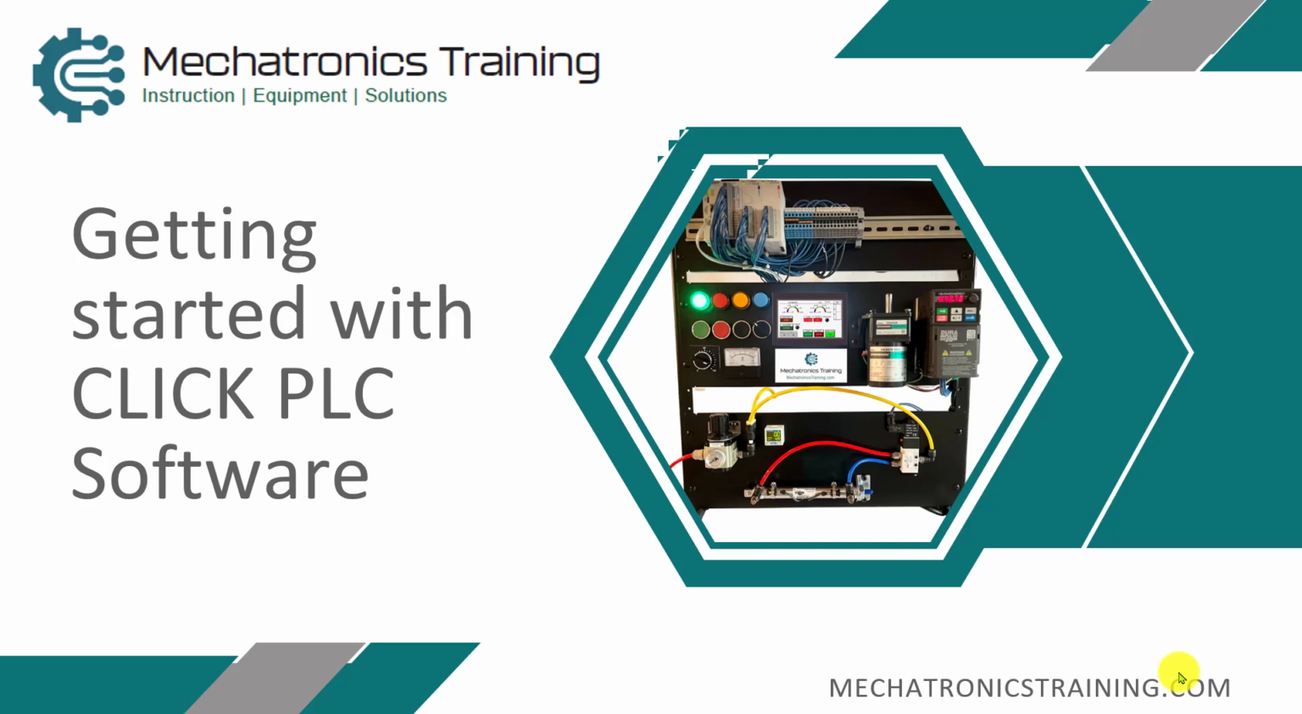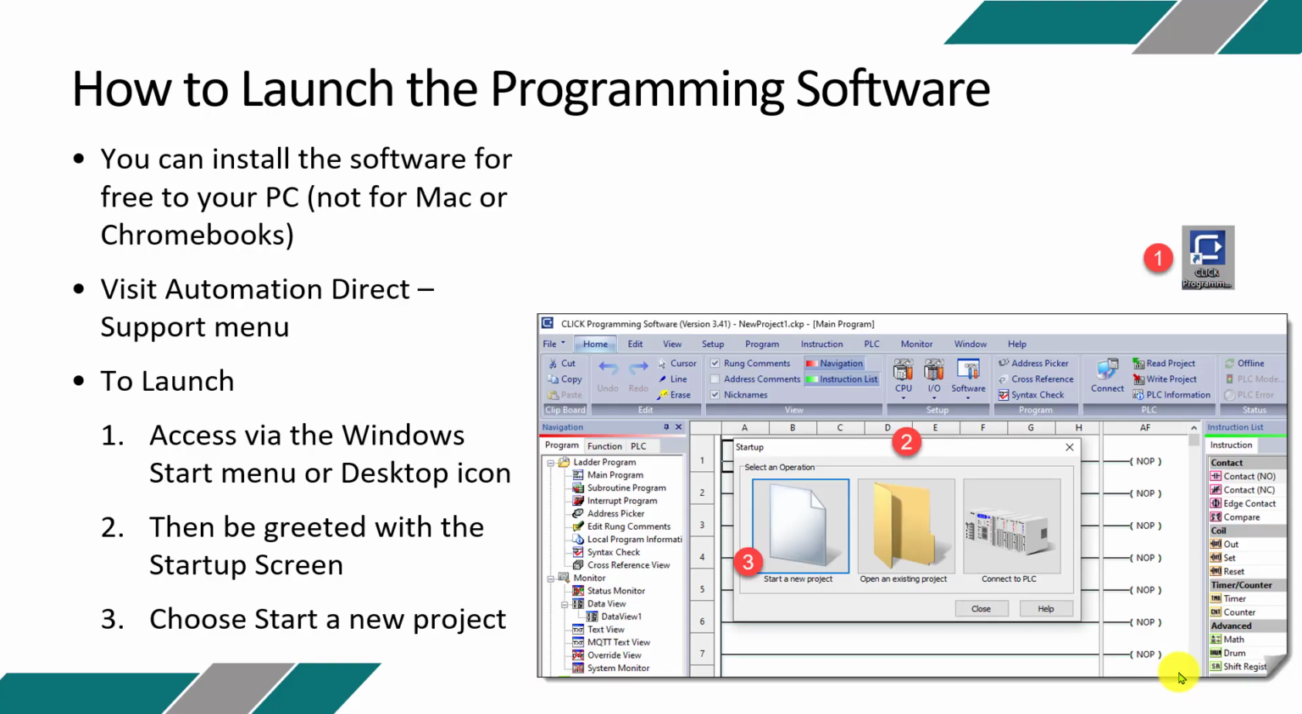Now we're going to look at getting started with the CLICK PLC software so that we can get up and running and start the learning. One of the first things that is probably already done is the software has been installed. It doesn't work on Macs or Chromebooks, but it's free for your PC. If you don't have it, go out to Automation Direct, access their support menu. To launch, it's like all Windows programs. Simply access via Windows or your desktop icon.